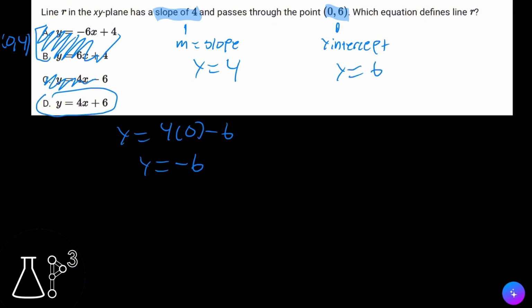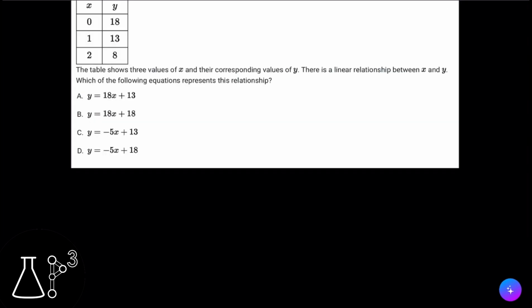We can also see that because we're looking for a slope of 4. Slope is m, and m equals 4. So when we look at the answer choices, only D and C show a slope of 4, but only D shows the y-intercept of 6. Okay, let's do another question.